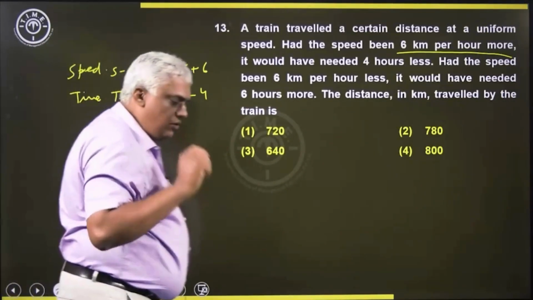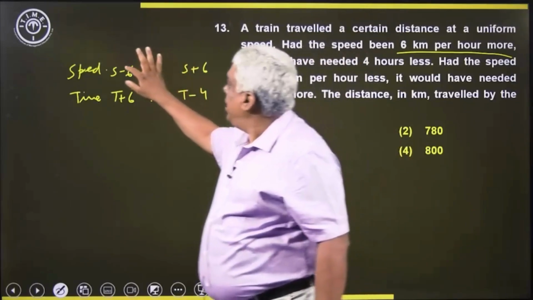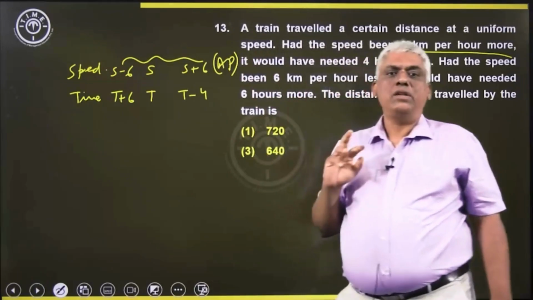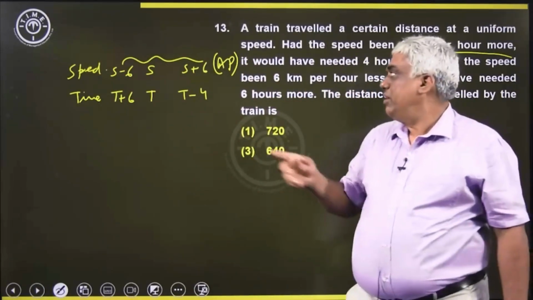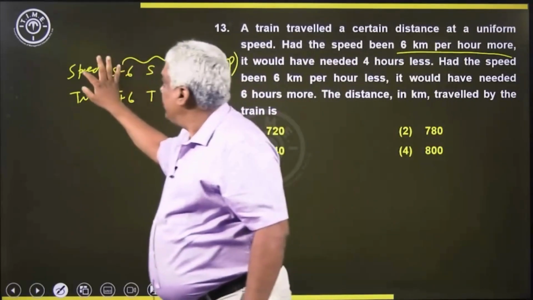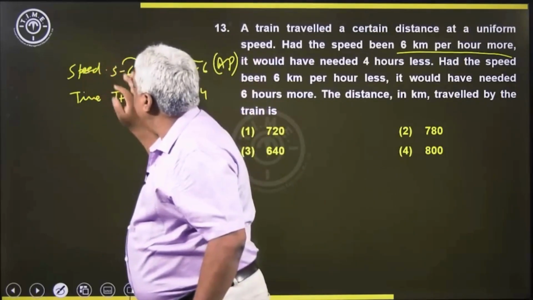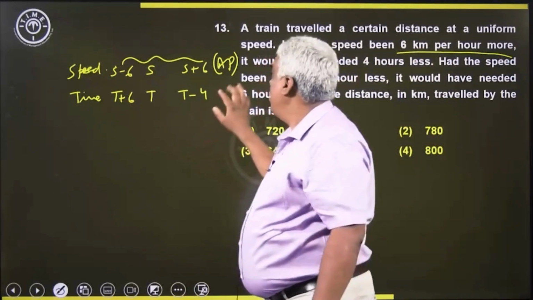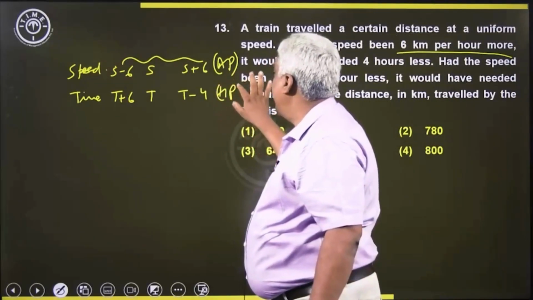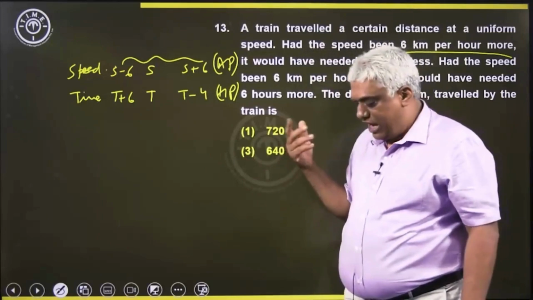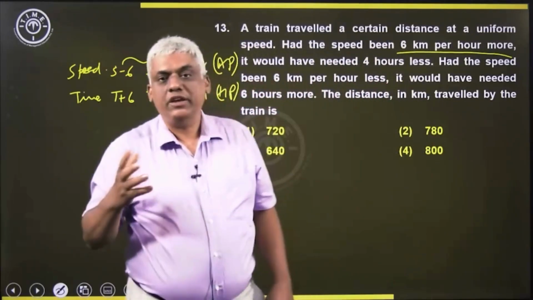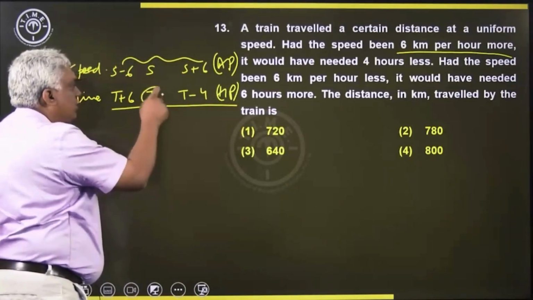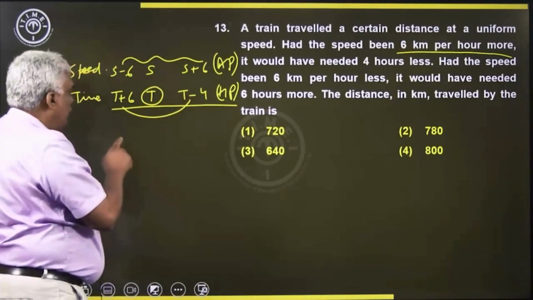Look at this. Here, speed is in AP, arithmetic progression. Speed is in AP, distance is constant. So if speed is in AP and distance is constant, then time will be in harmonic progression, HP. And vice versa, if time is in AP, speed will be in HP if distance is constant. So this is in harmonic progression.